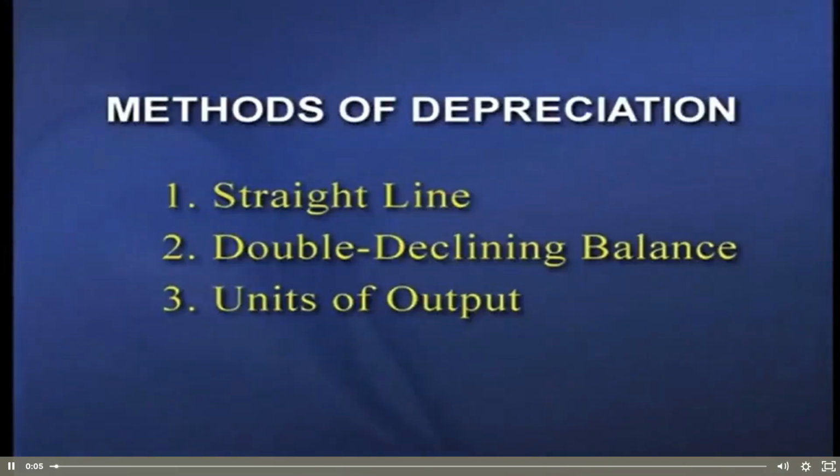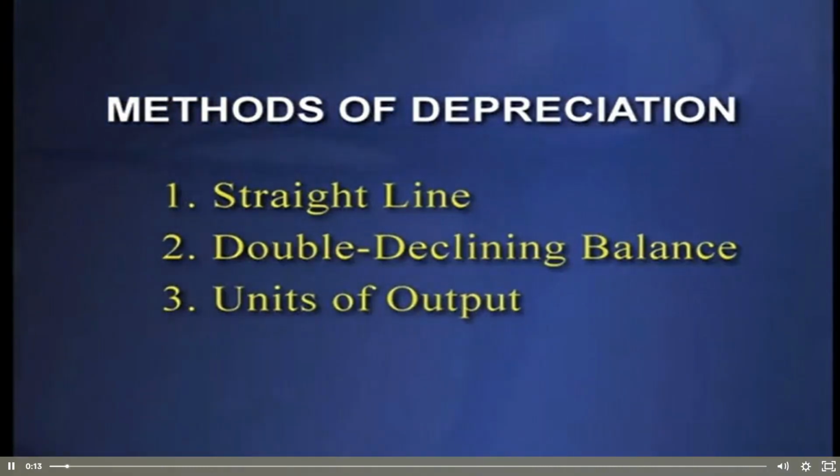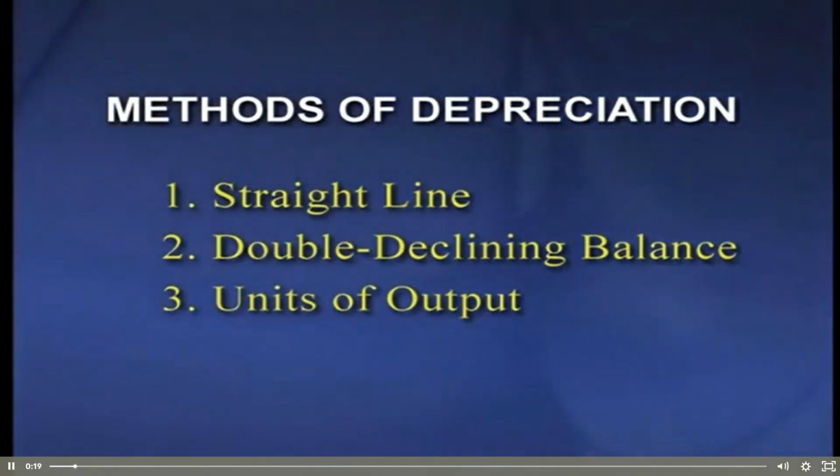Okay, now the question came up, where does this number come from? There are three methods that are used. The first method is straight line depreciation. That method is the only of the three that is always acceptable. Okay? Does that make it easy? You can always use it.